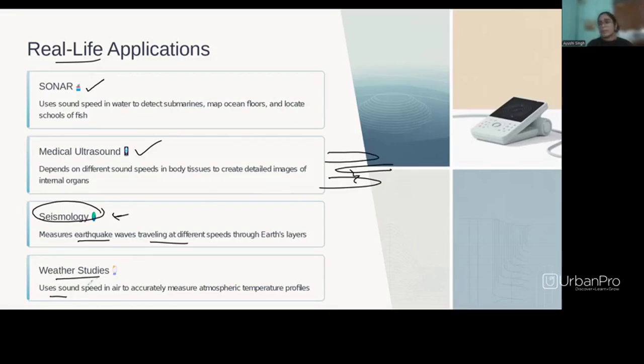And weather studies also. The weather studies basically use sound speed in air to calculate or measure the atmospheric temperature profile, what the temperature is going to be. So that's how it is measured.